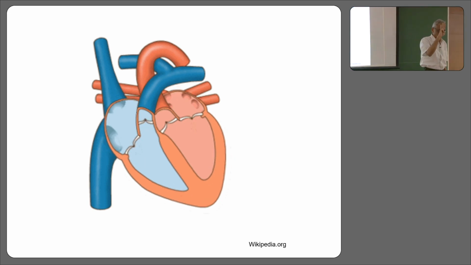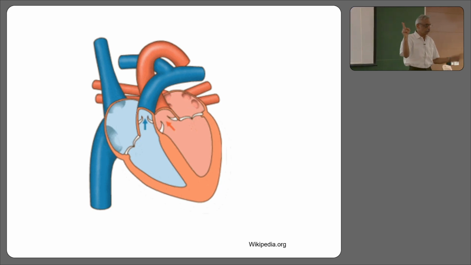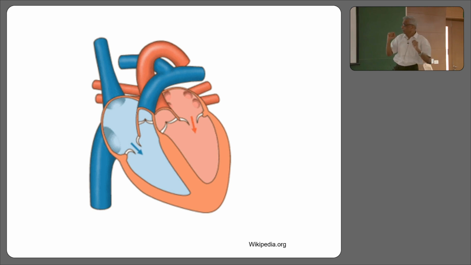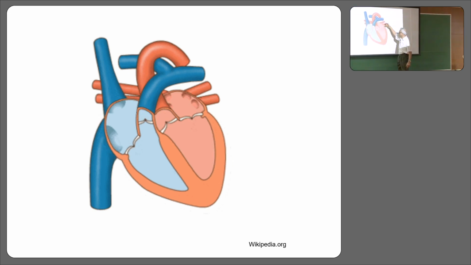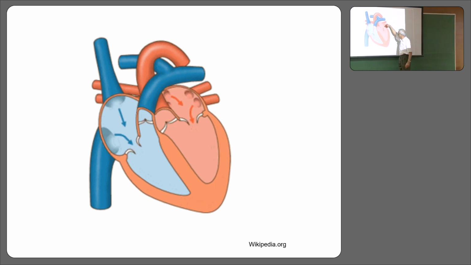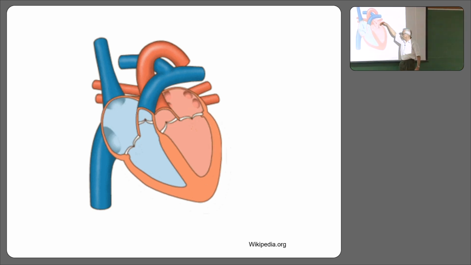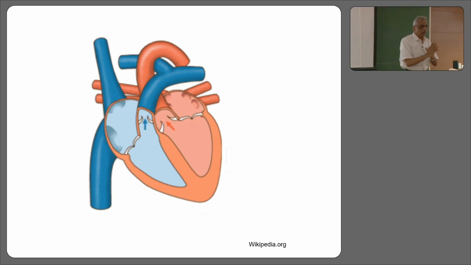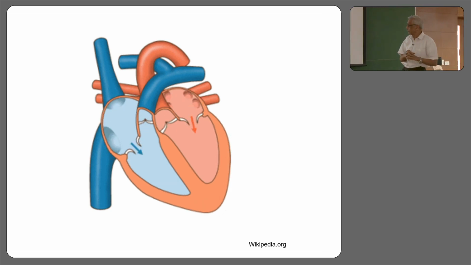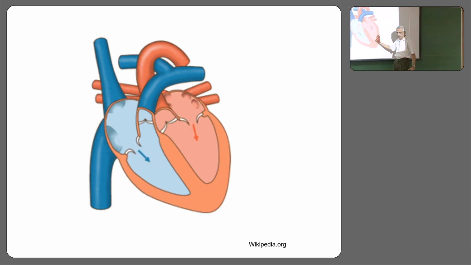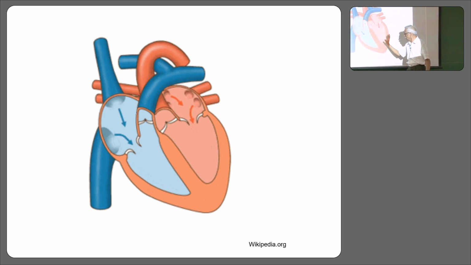Four. 2 from the left lung and 2 from the right lung. Not 1, 2. How many are there? Okay, and you can see there are 2 arrows here, and then those 2 arrows are pouring their blood, and when they pour, then the valves open, and then the blood goes into the goes where? Okay, great.